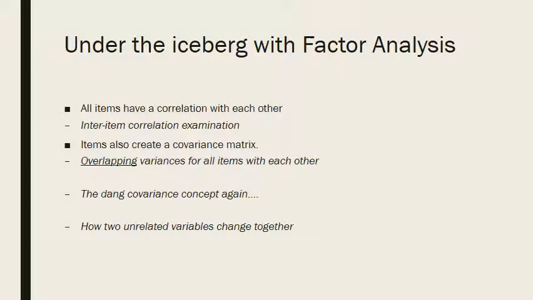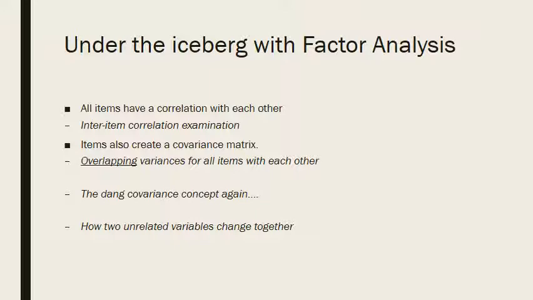So under the iceberg of factor analysis, remember I just said all items have a correlation with each other. So that's the inter-item correlation, and that can be examined. In fact, if you had a 10 item scale, you could easily run it, put them all in, and get a correlation matrix of all the 10 items with each other and look at it.